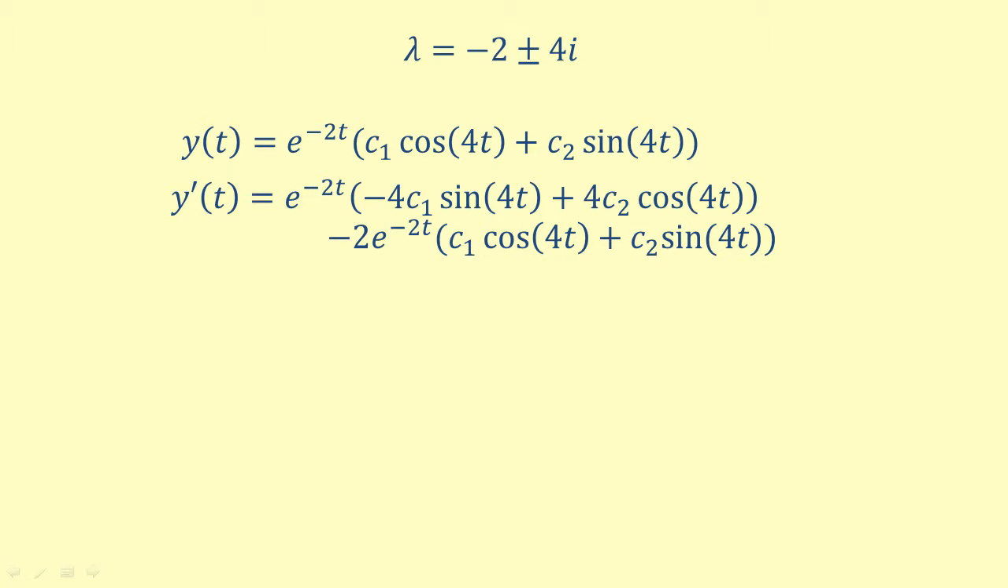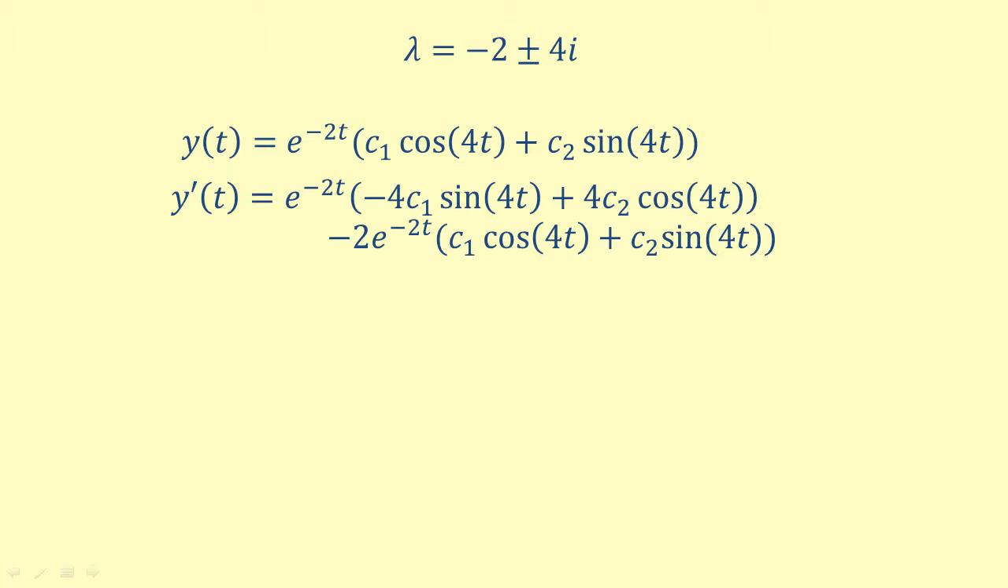Equations with imaginary roots take on a special form. y of t equals e to the -2t times the quantity c1 cosine 4t plus c2 sine 4t. We can calculate y prime with the chain rule.